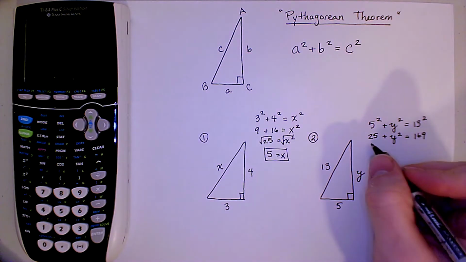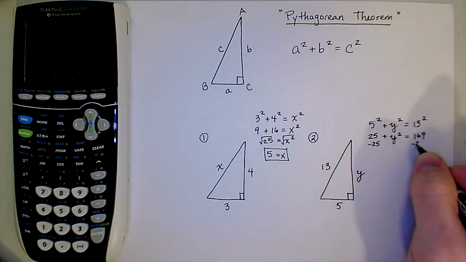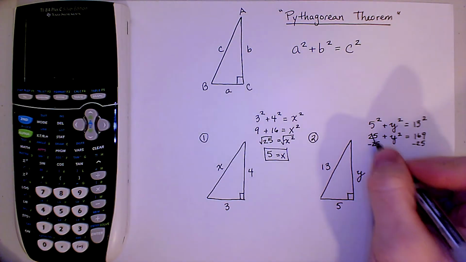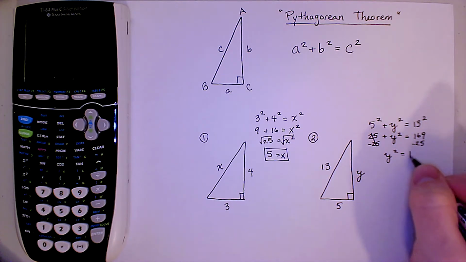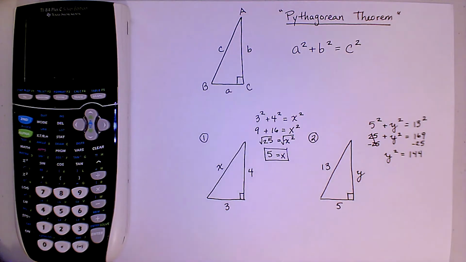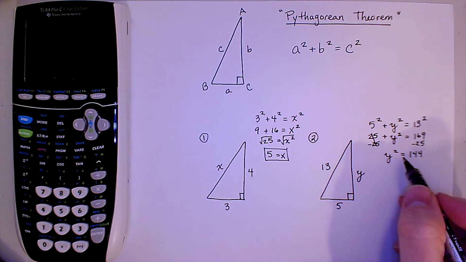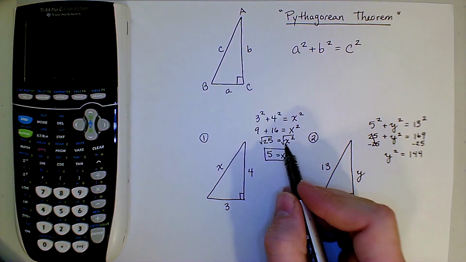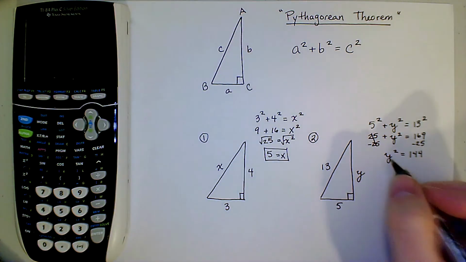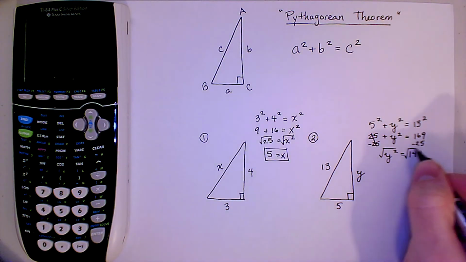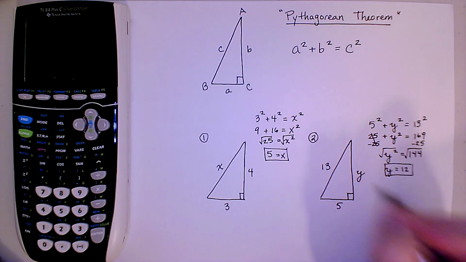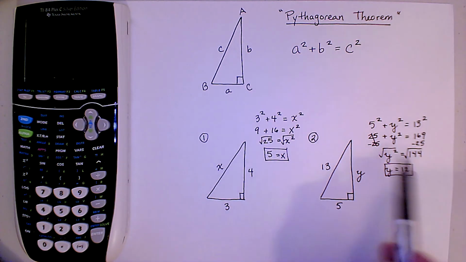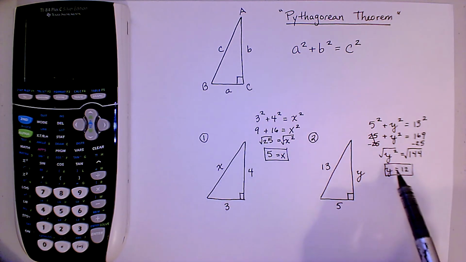To get the y squared by itself, I need to subtract 25 from both sides, which gives me y squared equals 144. The same thing happens over here like it did in this step, where I've got a square and I'm undoing the square with a square root. And the square root of 144 is 12. So the missing side there would be 12. And that's how you use the Pythagorean Theorem to find the hypotenuse and find the leg.